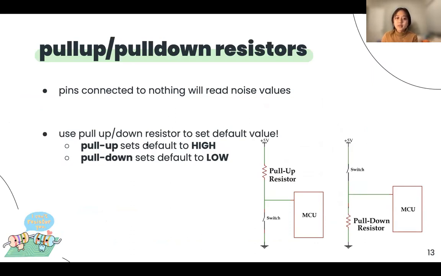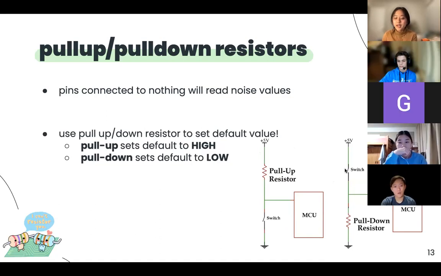So a pull-up, pull-down resistor is used to set default values. The pull-up sets the default to high, and the pull-down sets the default to low. And so we have 2 setups here in which you can use a pull-up, pull-down resistor to, again, reduce the amount of noise that you see when you're building any sort of circuit.